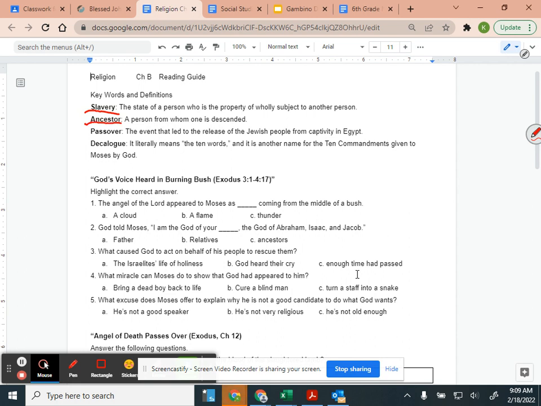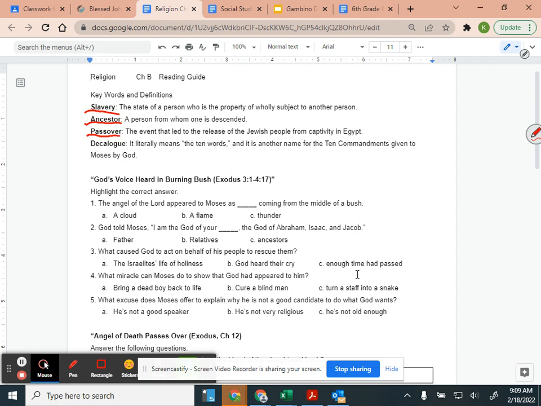Ancestor is the person from whom one is descended. So we learned a lot about ancestors in social studies, with the ancestors of the Dakota we just talked about in social studies today. Ancestors are the people who came before us, our family members from a long ago.